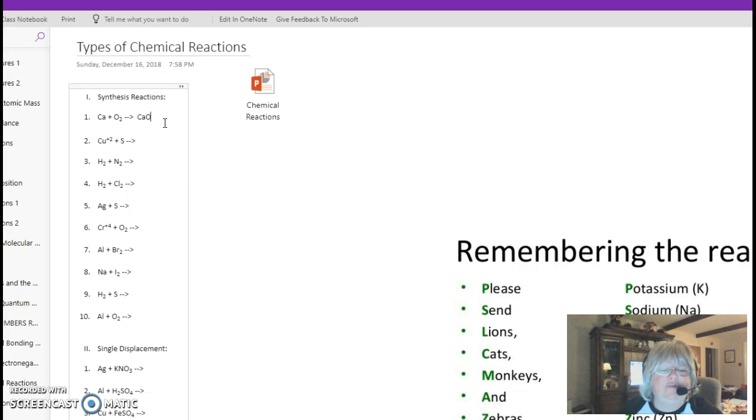Now, I then have to go and see if my equation is balanced, and it isn't. I've got 2 oxygens in my reactant, but only 1 in my product. So I have to put a 2 in front of my CaO. So now I have 2 oxygens on both sides. I also now have 2 calciums in my product. So that means I have to put a 2 in front of my calcium in my reactant. And now it's balanced.